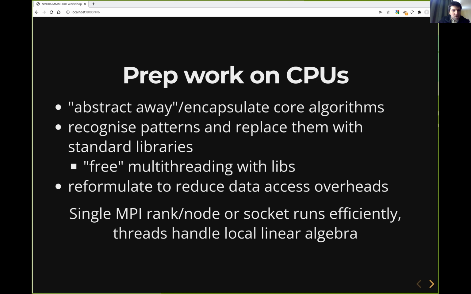Once we get to a point where a program can work efficiently, well, with a single MPI process per node or with a single MPI process per socket, then that's a good point to start looking at the GPU porting.